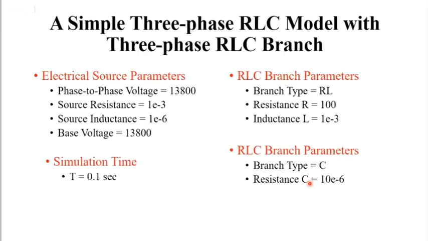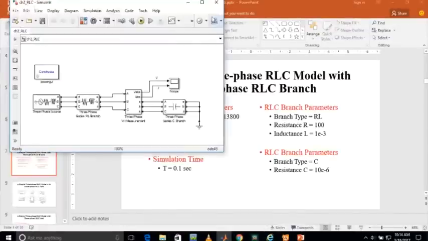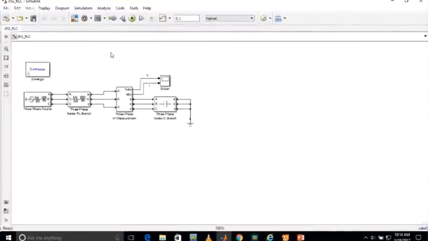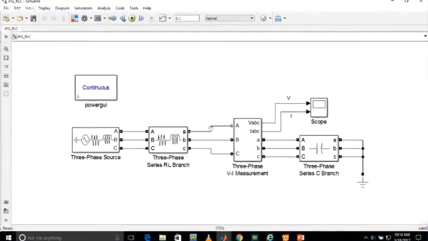RLC branch parameters are: first the RL branch, what is the resistance and inductance, and then the capacitance branch parameter. Now I'm going to show you this in our MATLAB simulation file. As you can see, this is the same circuit. In this, we have power GUI, three phase source, three phase RL branch, three phase VI measurement, and three phase series C branch.